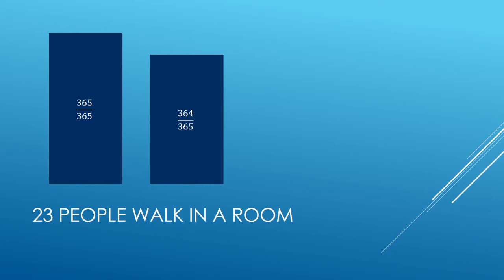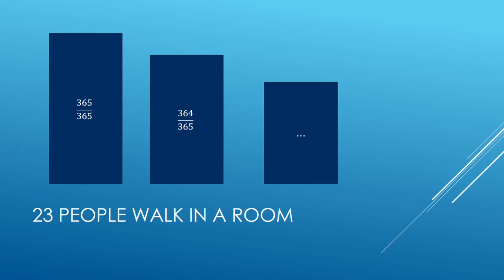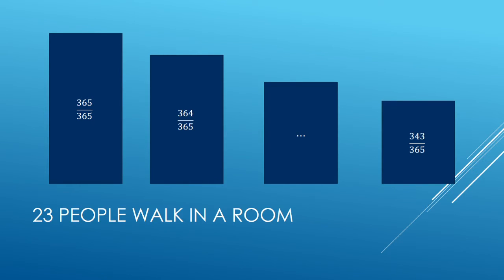We continue this pattern, and for the 23rd person, well, that means that 22 people have gone. And those 22 people have chosen a unique day. So we will take 365, subtract 22, and that will be 343 days for him to choose. So 343 out of the 365.